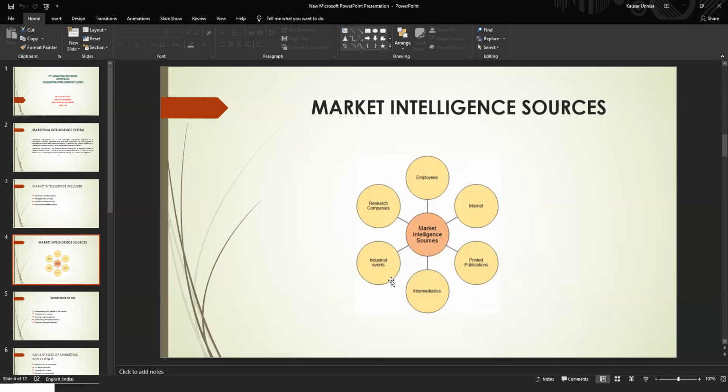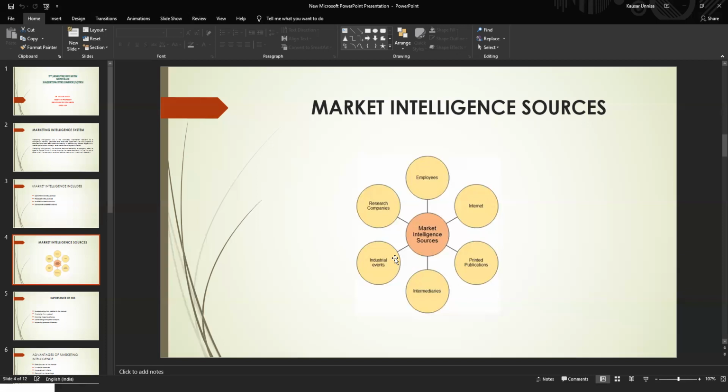And the next source is nothing but the industrial events. Industrial events are nothing but the trade fairs, the union meetings, the conferences, right? So here also we are going to have the information to compete in the existing world, because trade shows are by themselves an effective source of market intelligence.